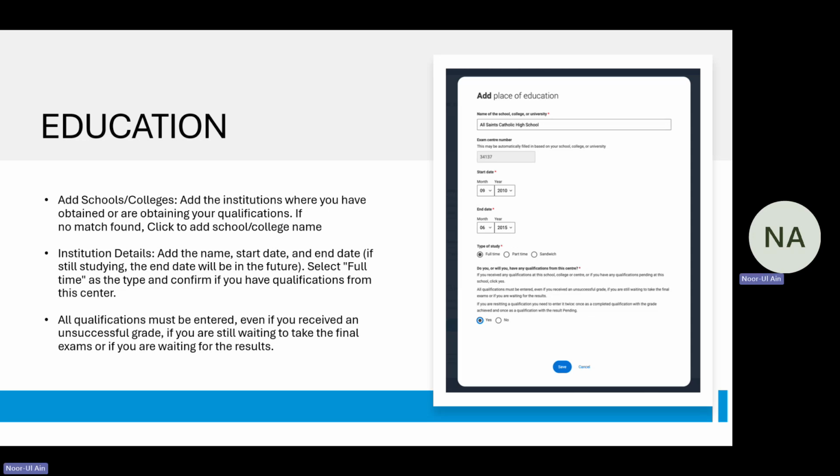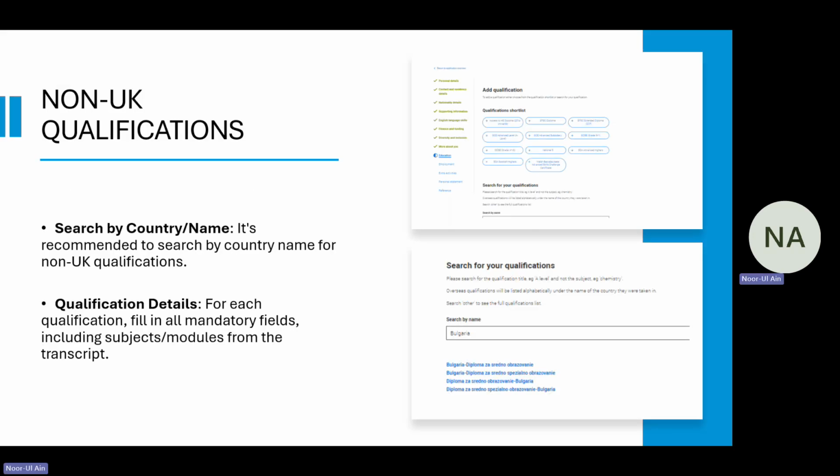Please note that all qualifications must be entered, even if you have received an unsuccessful grade, or if you're still waiting to take the final exams, or if you're waiting for the results. All qualifications must be entered regardless. For non-UK qualifications, search by country name, and for each qualification, please fill in the mandatory fields, including subjects and modules from your transcript.